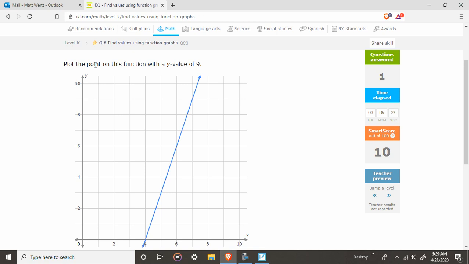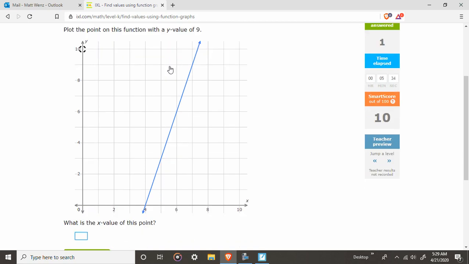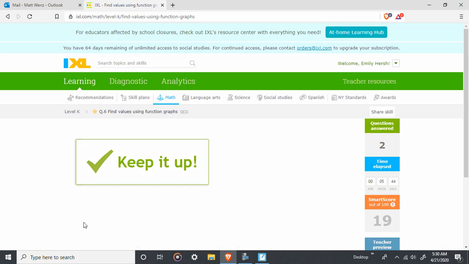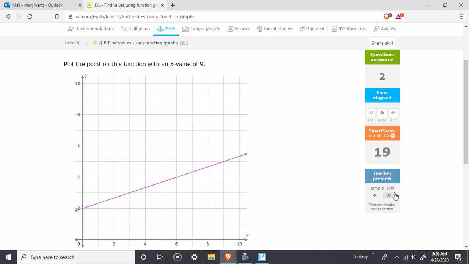Plot the point on this function with a y value of 9. Okay, so this time they want a y value of 9. So the y value of 9 is here. And the corresponding x value would be 7. Right. Nothing crazy there.